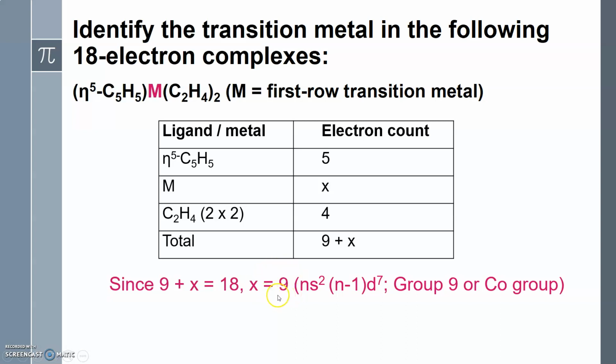Here the 9 refers to the contribution from the metal in its zero oxidation state. So ns2 (n-1)d7. Along with the 2 electrons from the s, we add the 7 electrons from the d. So the group number is 9, and it belongs to the cobalt group. Now the metal belongs to the first row transition metal series, so the M in this complex is cobalt.